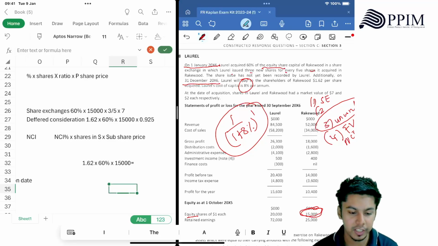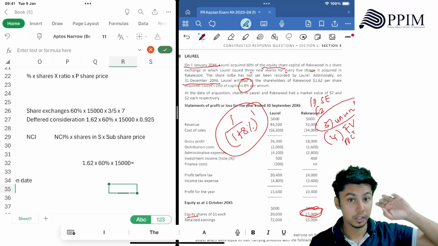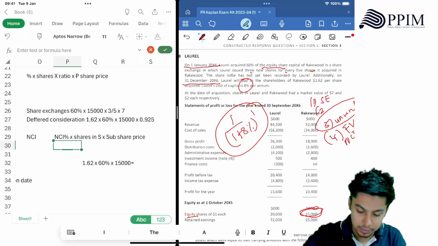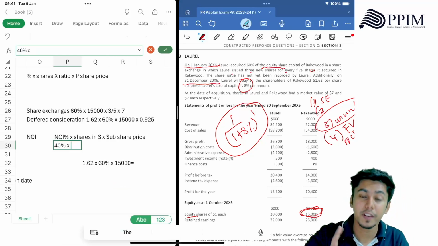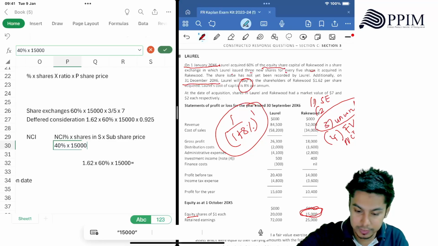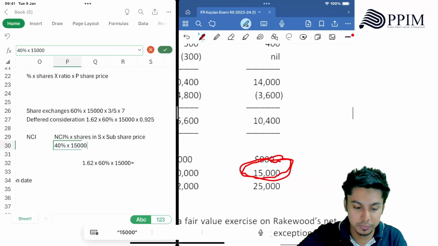And please find fair value of NCI. Okay, guys, NCI percentage, how much gets in this question? 40%, correct or wrong? Okay. Guys, subsidiary has how many shares in their company? 15,000. From where did you get 15,000 here, guys? Same thing what you used earlier. Say equity share, Rakewood has 15,000.